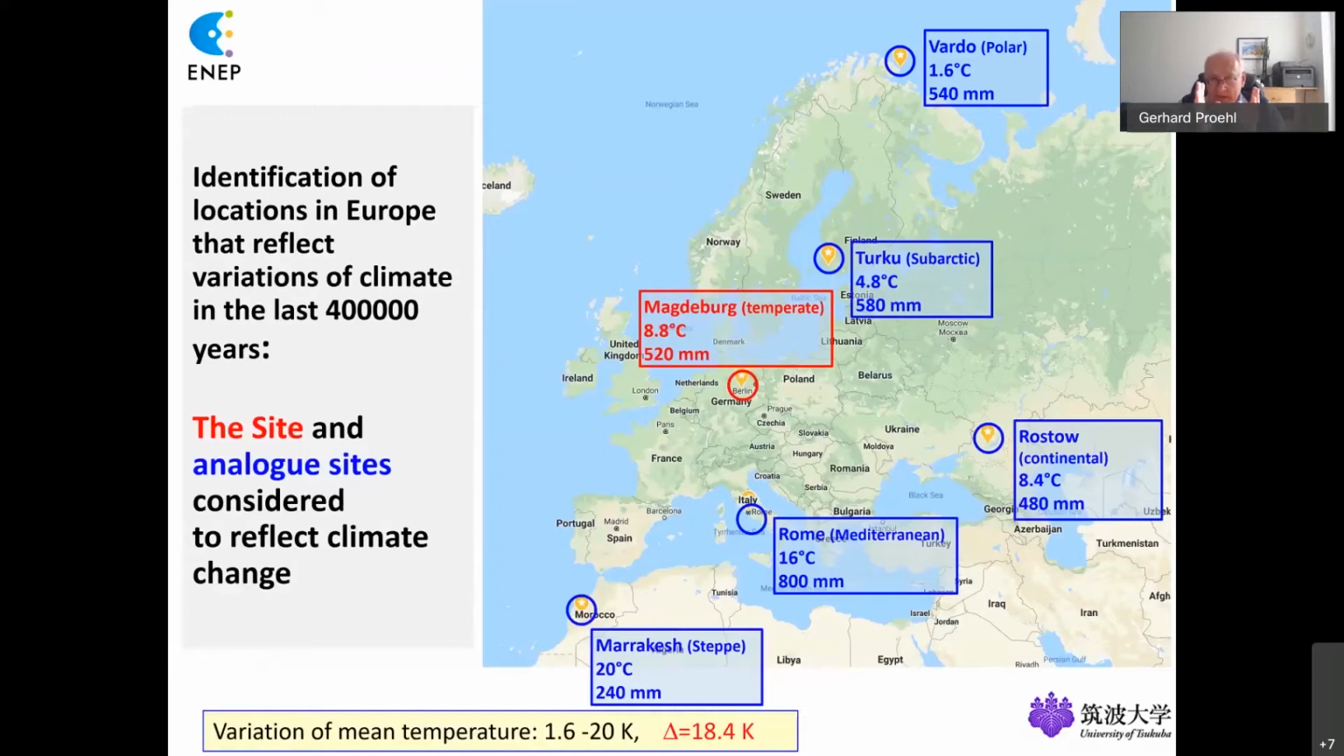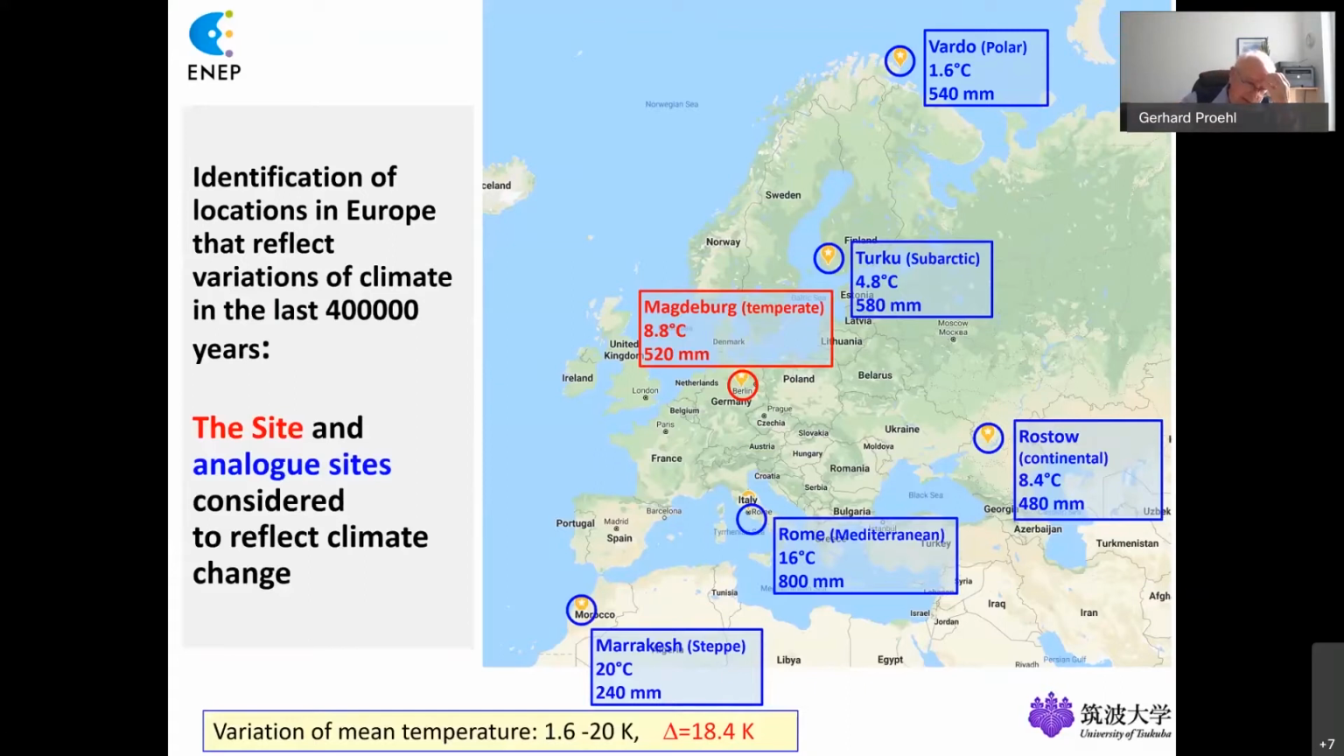The red site, Magdeburg, is temperate, is current. This is the site we are looking at. And then we have selected a number of 5 sites which represent other climates. If you start from the very north, this is North Norway, polar climate, pretty cold. The mean temperature is 1.6 degrees Celsius, and the precipitation is about 500 millimeters per year.